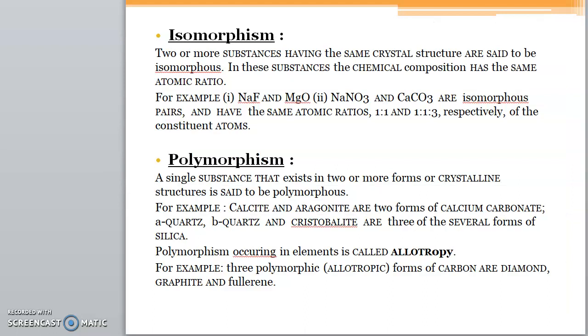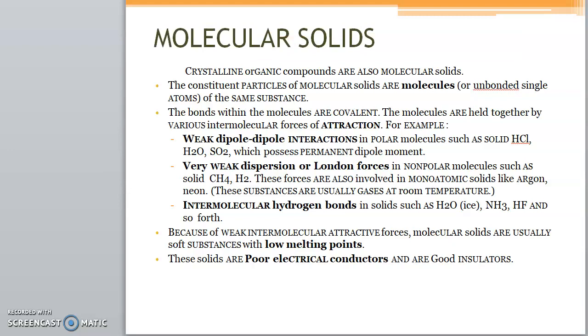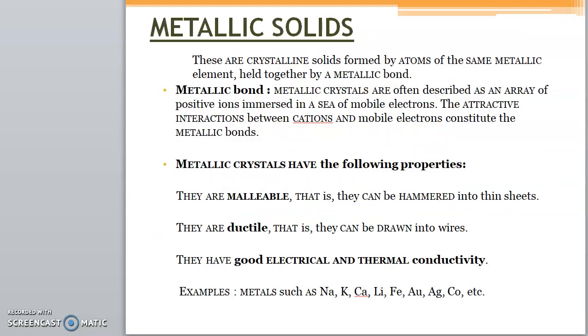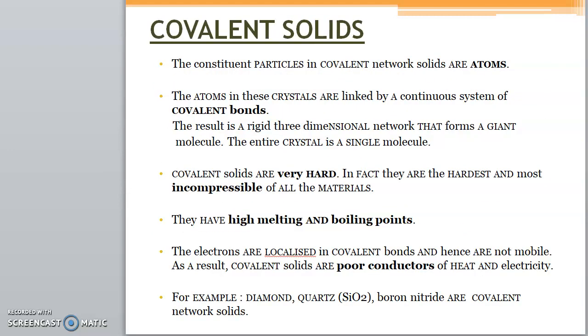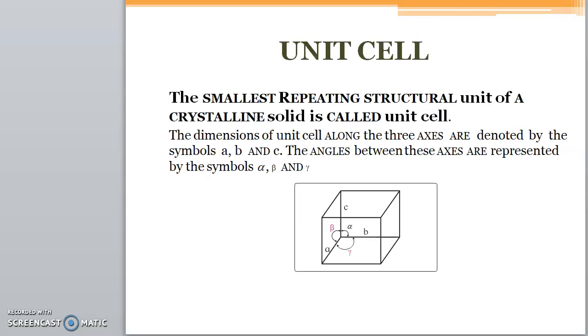We looked at isomorphism and polymorphism, and then we went on to look at classification of crystalline solids, right? So there are rather four types of crystalline solids: molecular solids, ionic solids, metallic solids, and covalent solids. We looked at them individually, right, and tried to understand on what basis these solids were classified. Then we looked at the meaning of the word crystal, the meaning of the word lattice and basis, right? And then we came down to find out what unit cells are.